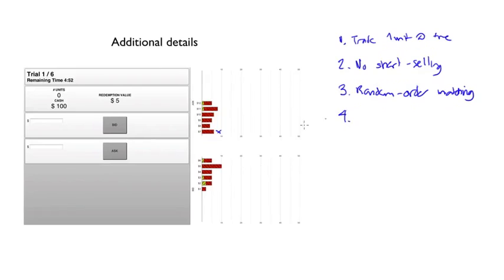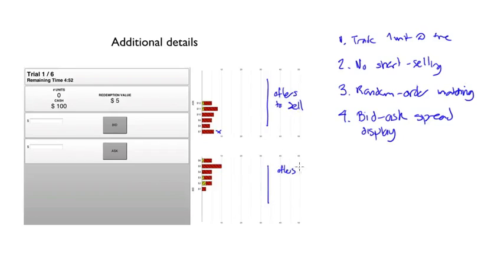Fourth, the trading system uses what we are going to call a bid-ask spread display. And let me explain what that means. Notice that all of these are offers to sell, and all of these are offers to buy. And these are ordered from a highest price of $12 to a lowest price of $1 in this particular example. Notice that the highest offer to buy is at $6, which is below the lowest offer to sell, which is at $7.